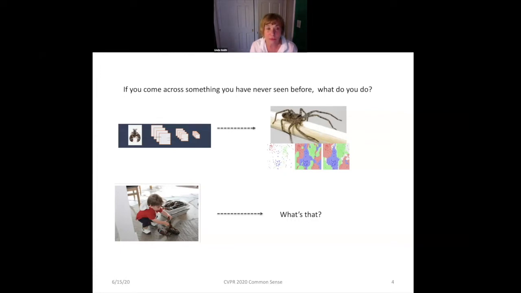But if you take a toddler and show them their first lobster, most of us humans don't have this problem at all with things we haven't seen. We would instead look to someone and say, what is that? Knowing that it belongs in some category you don't know. That's common sense. Even young children have no trouble knowing what they don't know.